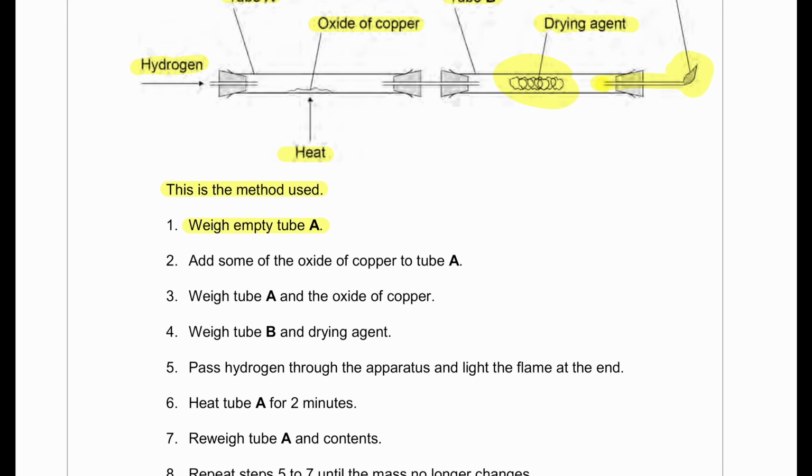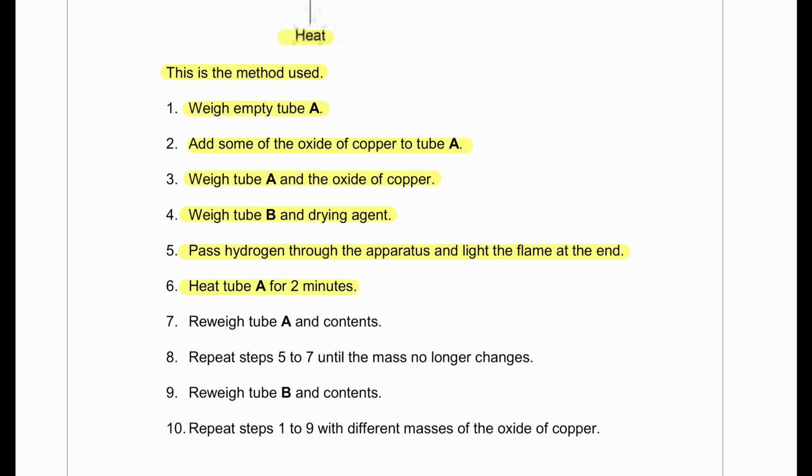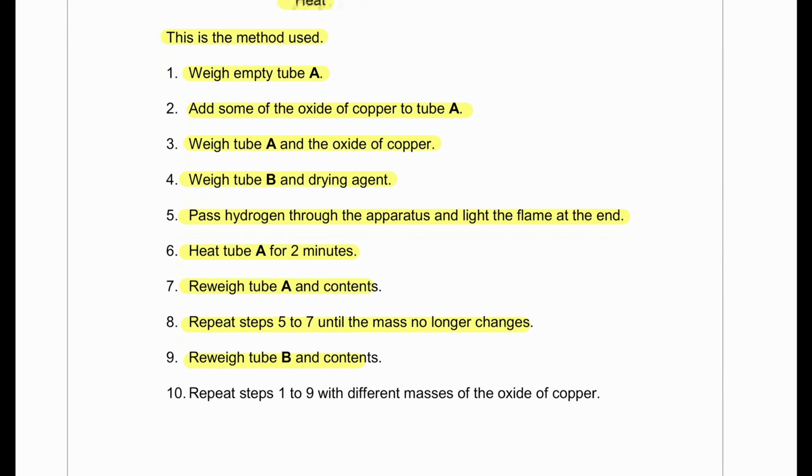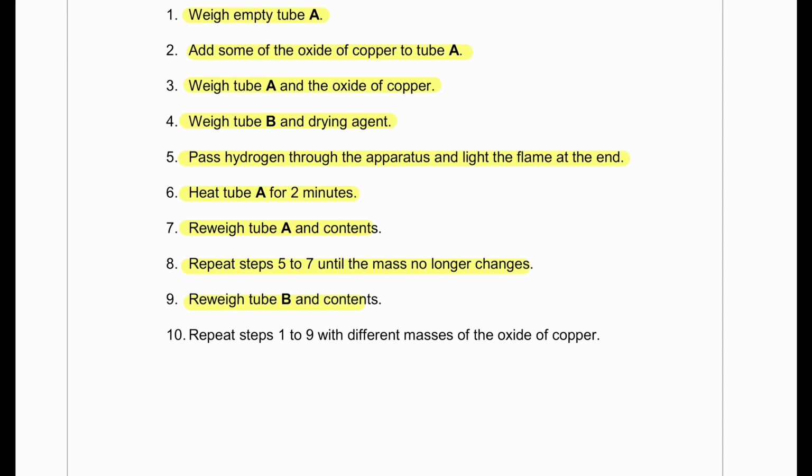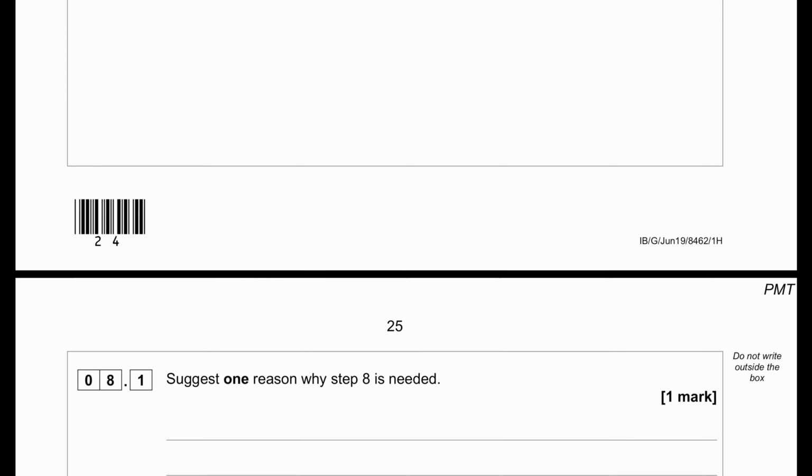Weigh empty tube A, add some of the oxide of copper to tube A. Weigh tube A and the oxide of copper. Weigh tube B and drying agent. Pass hydrogen through the apparatus and light the flame at the end. Heat tube A for 2 minutes. Reweigh the tube A and contents. Repeat step 5 to 7 until the mass no longer changes. Reweigh the tube B and contents. Repeat step 1 to 9 with different masses of oxide of copper.